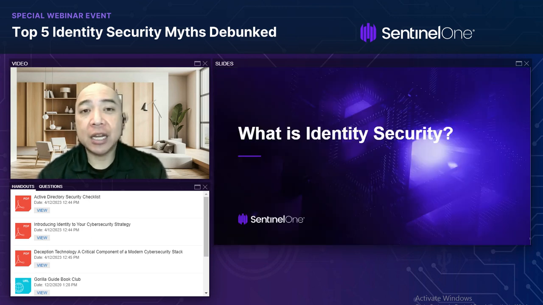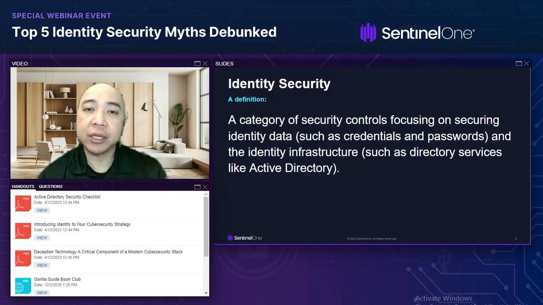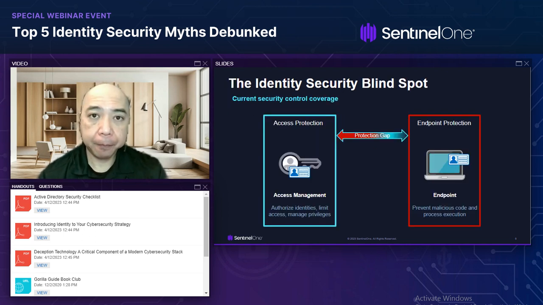So what is identity security? I've been talking about it a little bit, but here's a definition based on everything that we've looked at. Identity security is a category of security controls focusing on securing identity data, that's your credentials and passwords, and the identity infrastructure. Now, most of the time, this means Active Directory, but not always. In fact, Gartner's definition of a tool called ITDR gets into that.